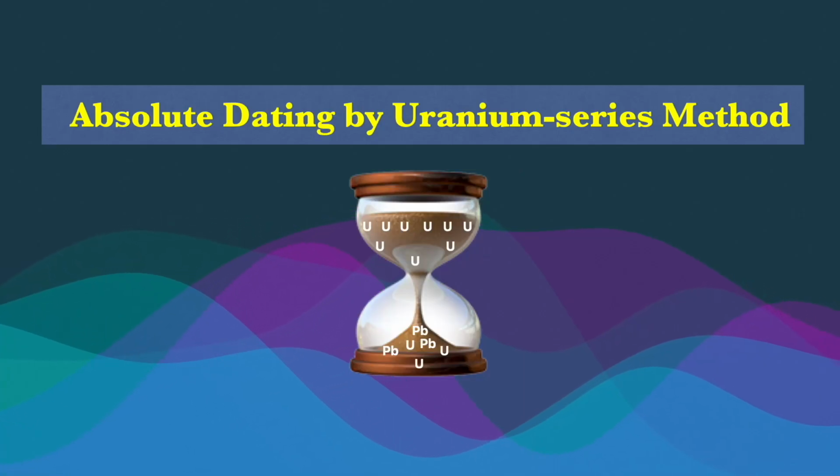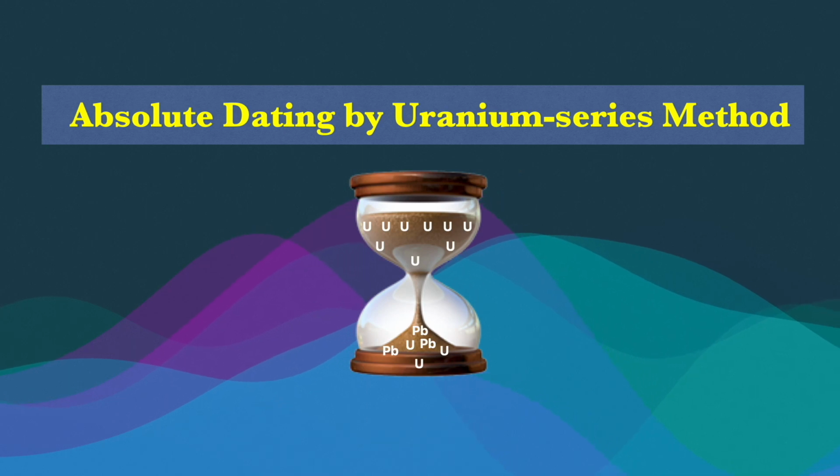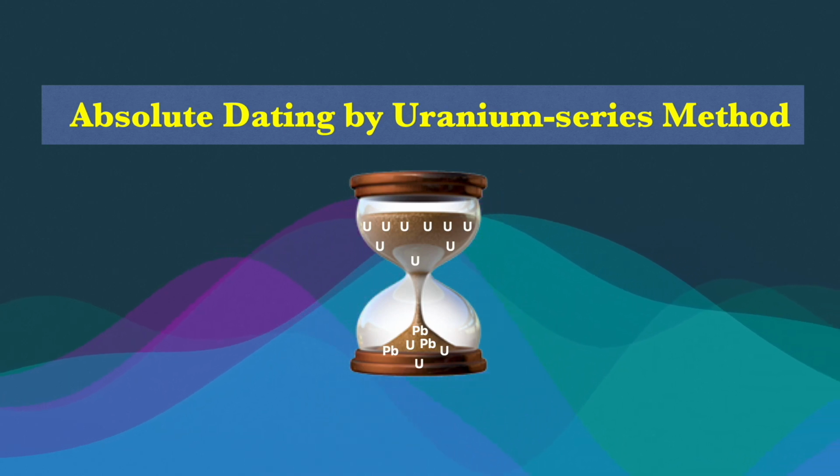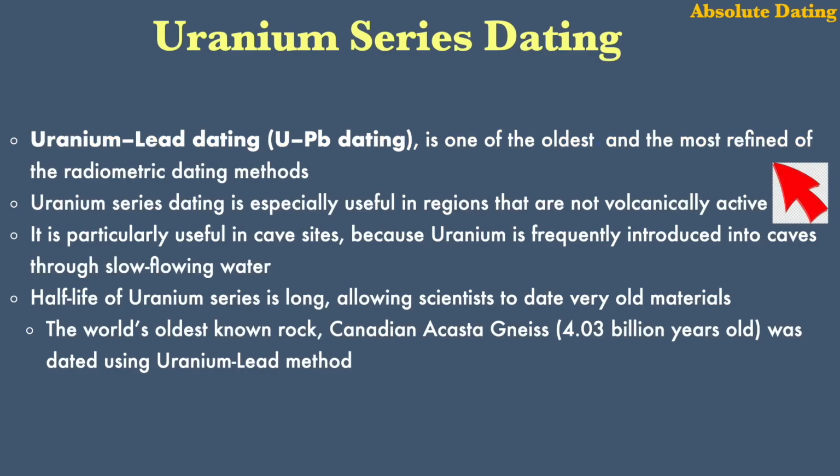Absolute dating by uranium series method. The third absolute dating method is uranium series based. Uranium series dating is one of the oldest and the most refined of the radiometric dating methods. It is especially useful in the regions that are not volcanically active. It is particularly useful in cave sites because uranium is frequently introduced into caves through slow flowing water.